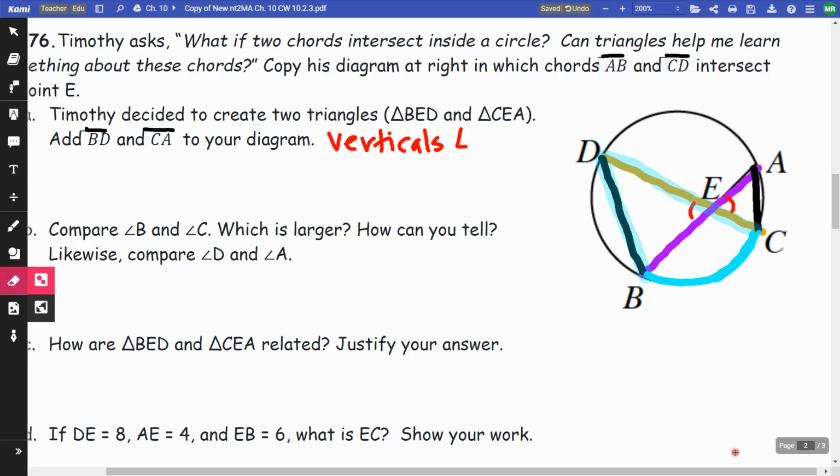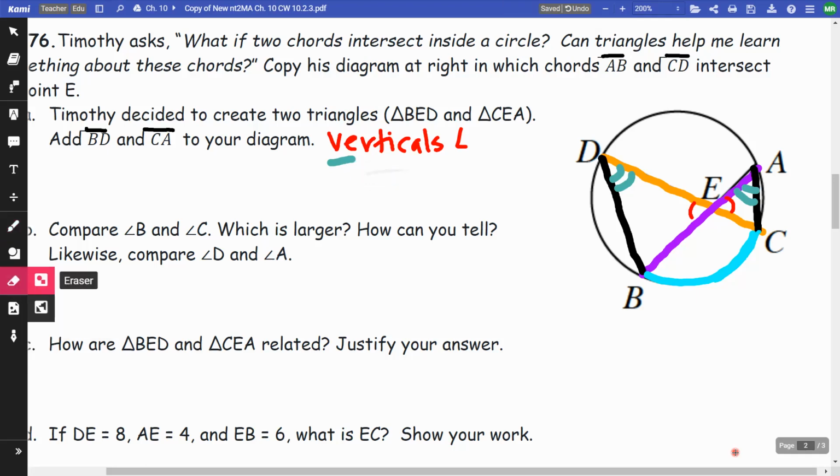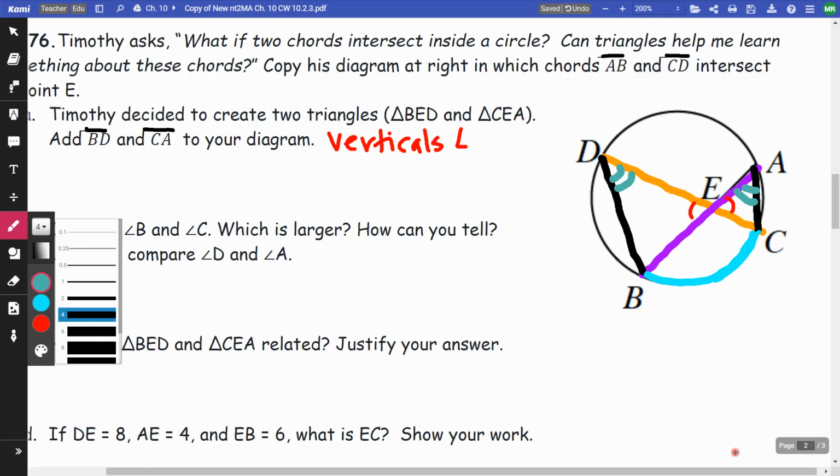So let me just undo those markings. So it means that this angle here, I'll do it in teal, and this angle here are going to be the same. And why? They form the same intercepted arcs.